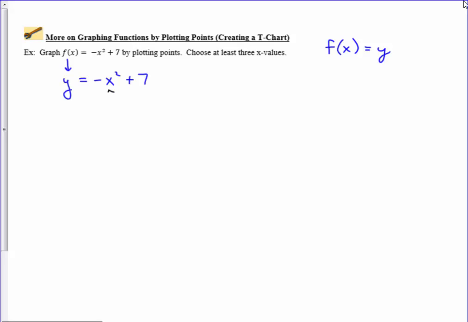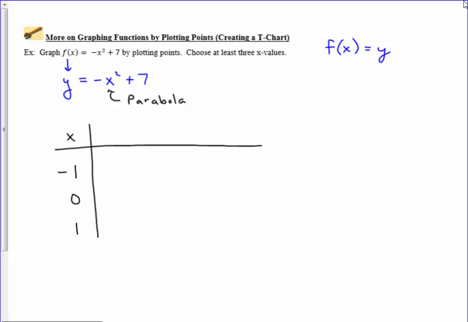As we advance through the semester, you will learn that if the highest power in your function is squared, then your graph is going to be a parabola. They have asked us to choose at least 3 x values. A good guideline for graphing parabolas is to always choose 0 as one of your x values, choose a negative value below 0, and the same positive value above 0.